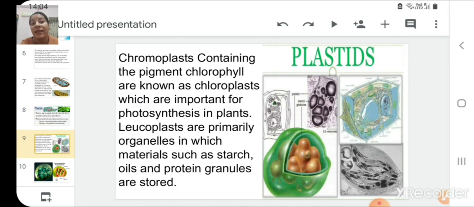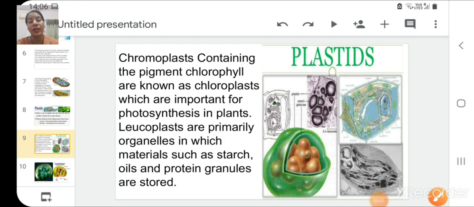Chromoplasts containing the pigment chlorophyll are known as chloroplasts, which are important for photosynthesis in plants. We have already studied the photosynthesis process and the importance of the chlorophyll pigment in this process. The chlorophyll pigment, which imparts green color to the plant, is because of this plastid only. That is a part of chromoplast.